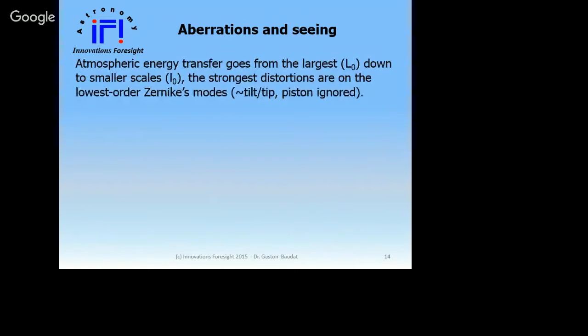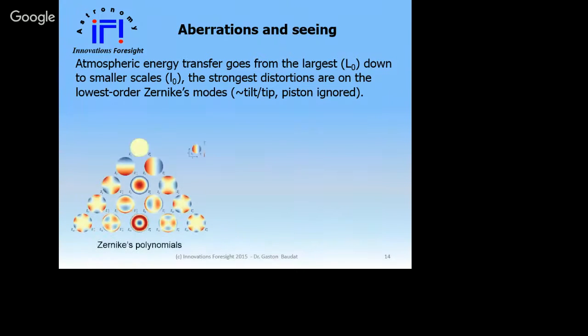The energy transfer from the atmosphere, as I said before, follows this cascade structure. It goes from the largest to the smallest scale, and the largest amount of energy is at the largest scale. The result is, when you look at the aberration, the lowest-order Zernike modes get most of the effect of the seeing, which means the tilt and tip. I forget the piston, which has nothing to do with the type of image we do.